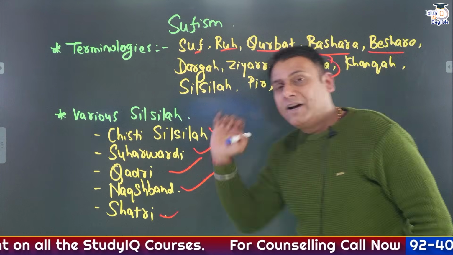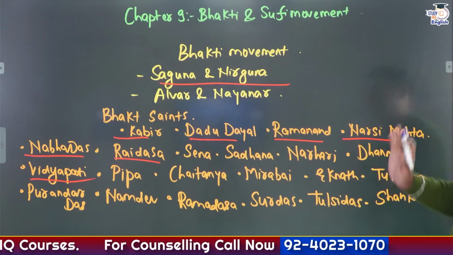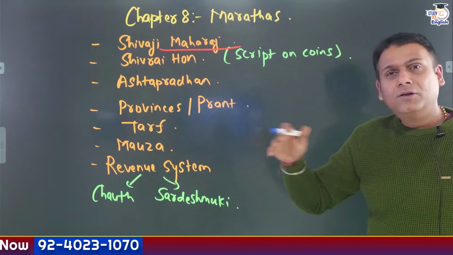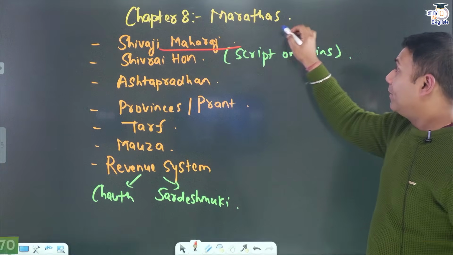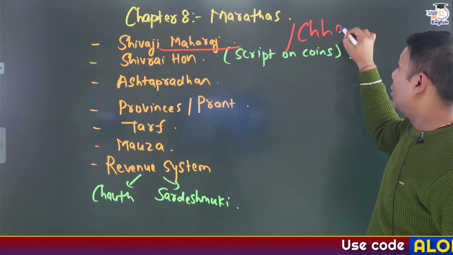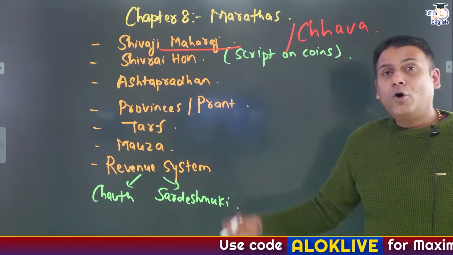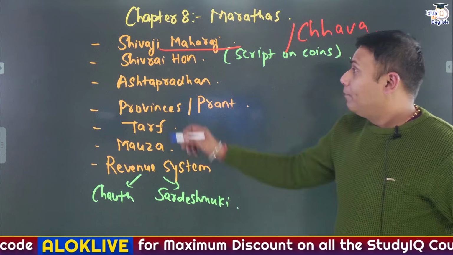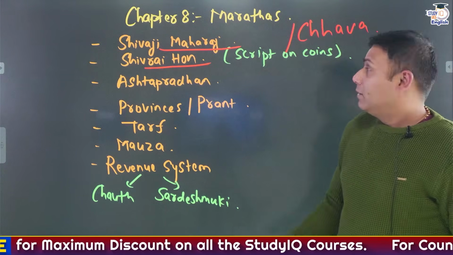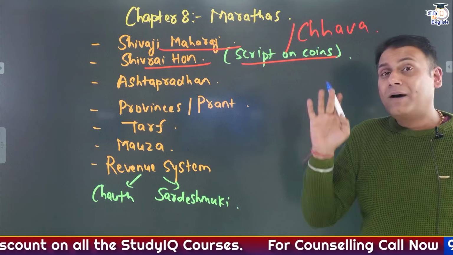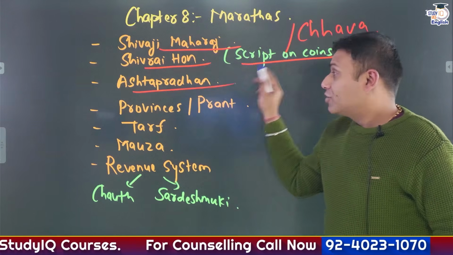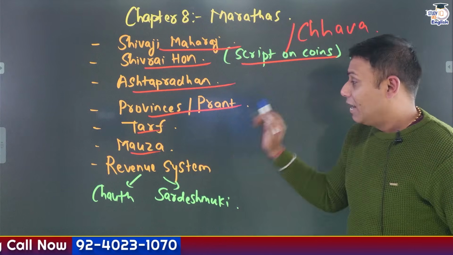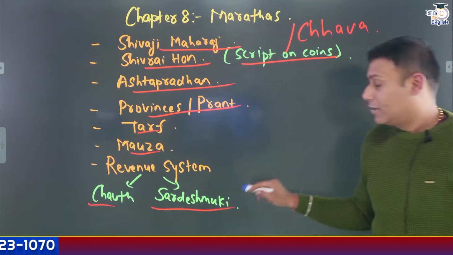Then Chhatrapati Shivaji Maharaj and his administration. Just understand about the Treaty of Purandar, everything. Apart from Chhatrapati Shivaji Maharaj ji, also go through Chhatrapati Shambhaji Maharaj, who is also referred to as Chhawa, that is a lion's cub. Then go through what is Shivrai Hone. Then what is the script on the coins of the Marathas. Then go through Ashtapradhan, Prant, that is provinces, Tarf, Mauza, that is villages, revenue system. Go through Chauth and Sardeshmukhi.